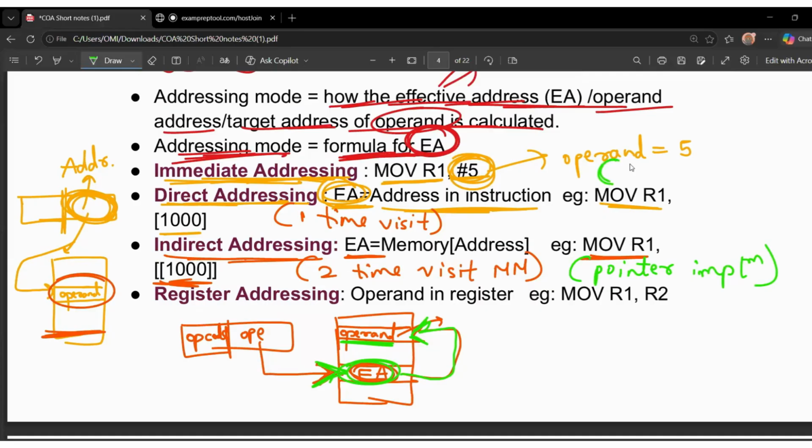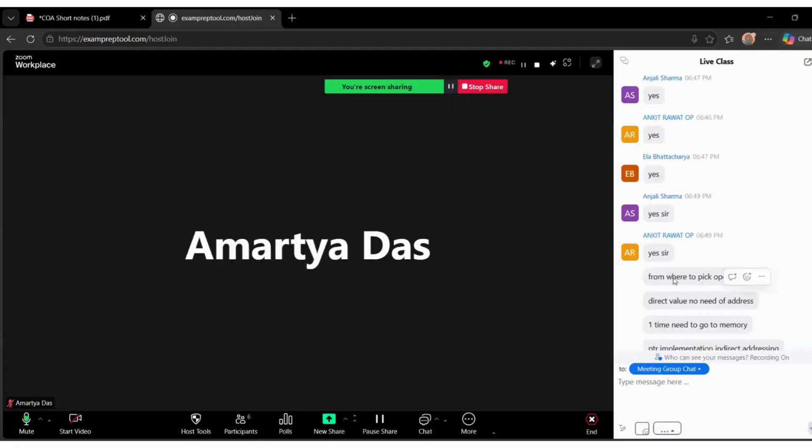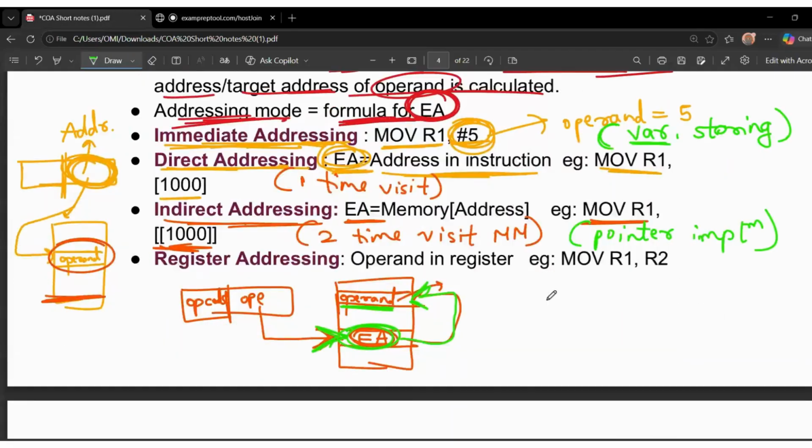Immediate. How many of you remember immediate? Immediate, which means storing the data in the variable.